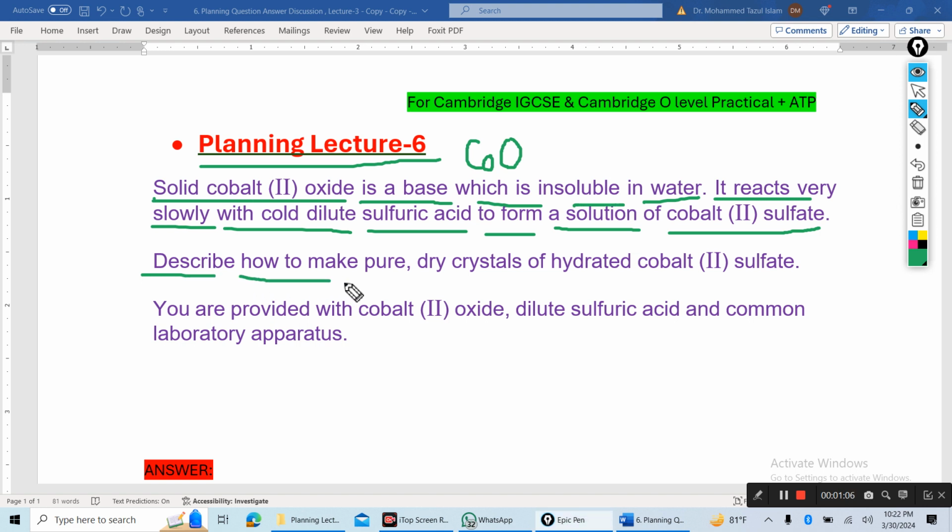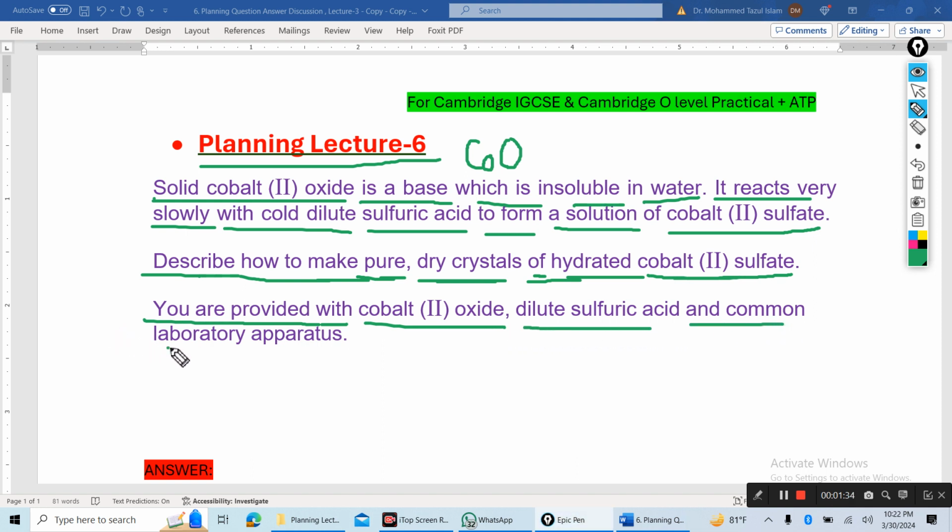Describe how to make pure dry crystals of hydrated cobalt(II) sulfate. You are provided with cobalt(II) oxide, dilute sulfuric acid and common laboratory apparatus.